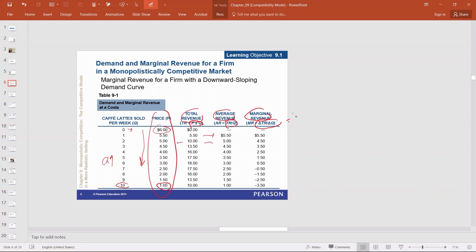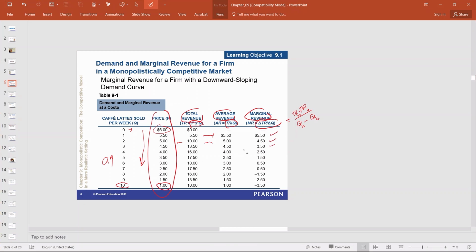So new or current total revenue minus the previous total revenue, and you divide by new or current quantity minus the previous quantity. So this is new, this is old, this is new, and this is old. And if you do this, these are the numbers that you get.